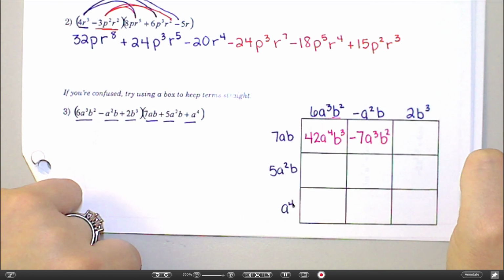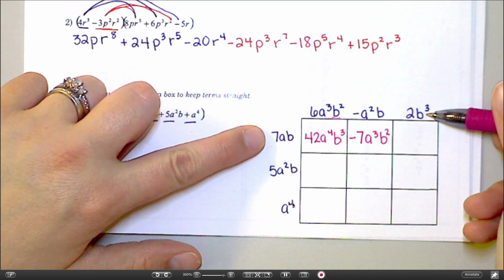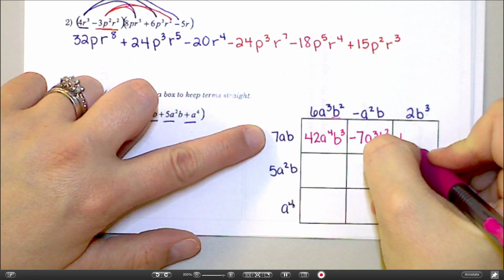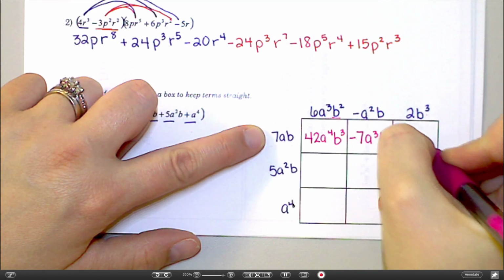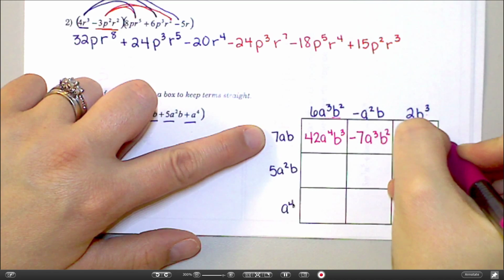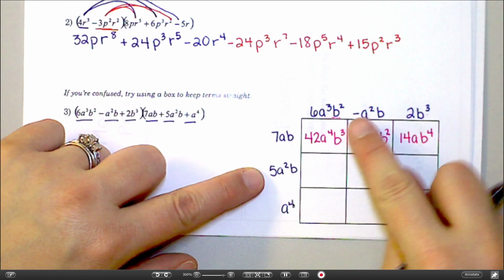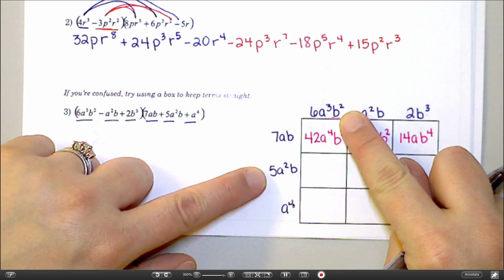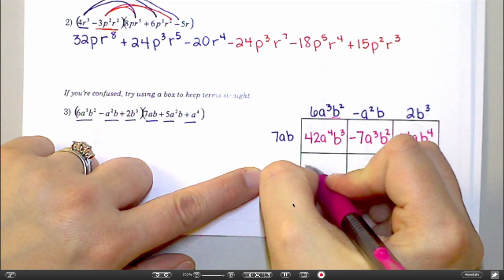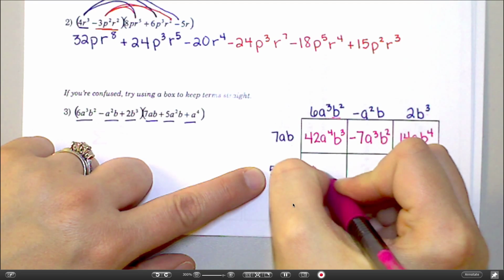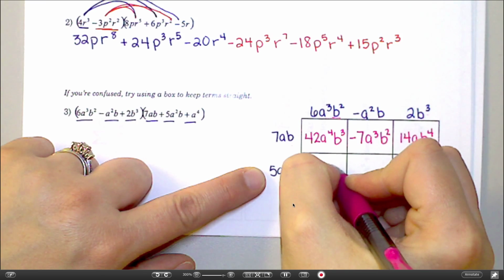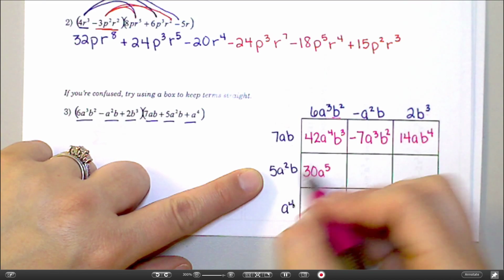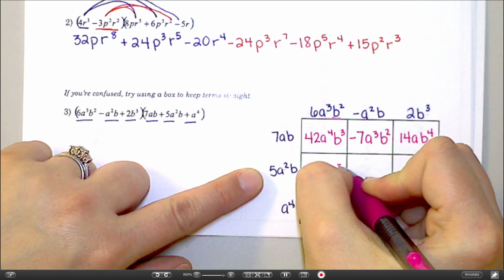Okay. What would I get when I multiply these two? 14 a b to the fourth. Good. Then I'm going to go down to this set. So 5a squared b and 6a cubed b squared. What would that come out to be? 30 a to the fifth, because I have 2 here and 3 here, so 5 total. B to the third. Does that make sense?